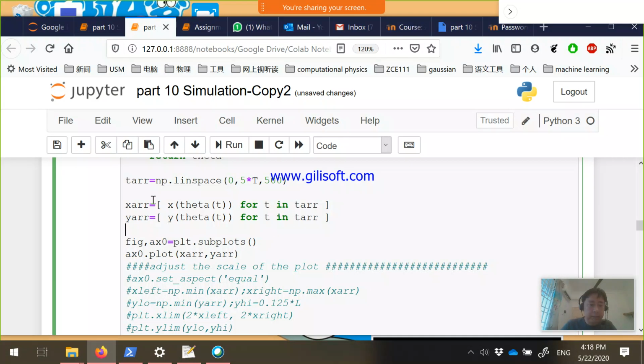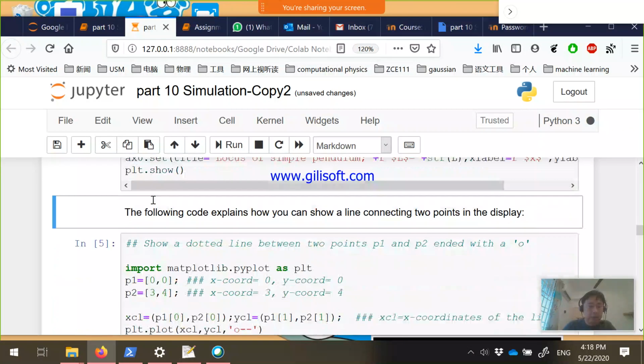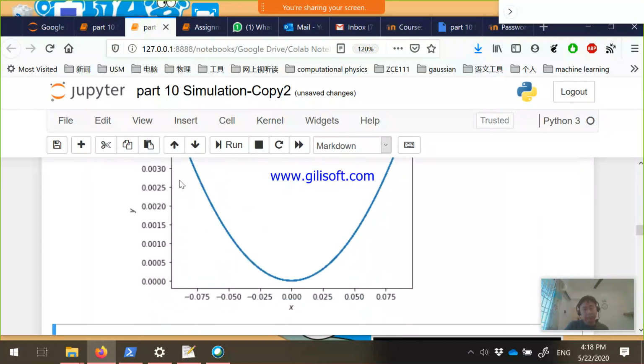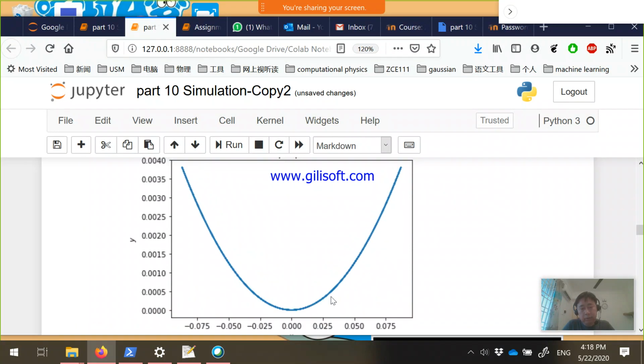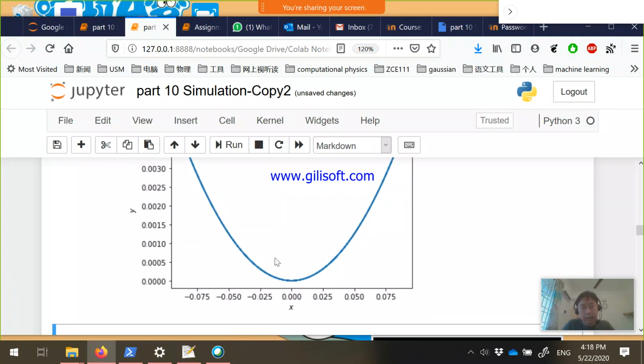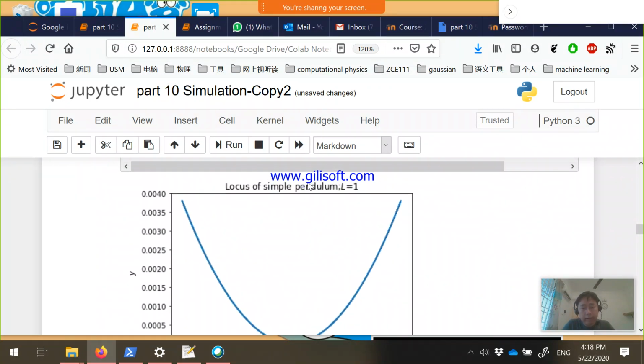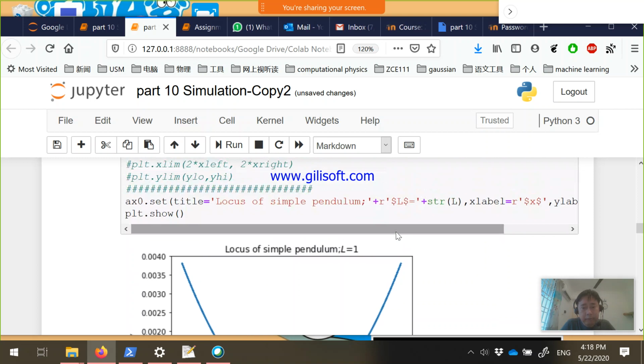This is just a plot that shows you how x and y change with time. So I plot XARR, YARR, and it looks like this. This is what I expect for a pendulum. The coordinate of x is here, the coordinate of y is this. At time t equals 0, where is the bob? I think the bob is somewhere here, on the right hand side where it was 5 degrees.